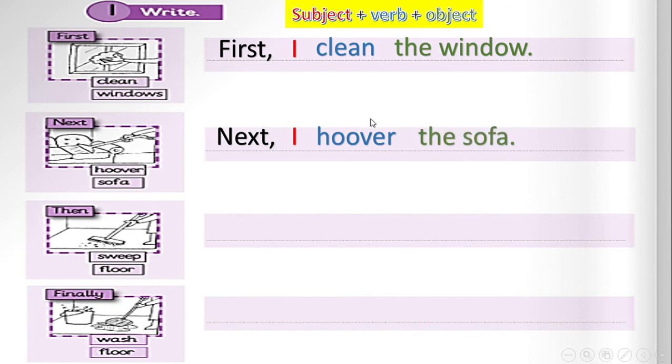The sofa. Very good. Now, my students, I want you to write these two sentences here as homework. I will be waiting for your answers.